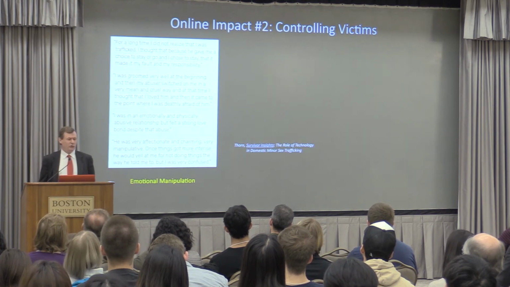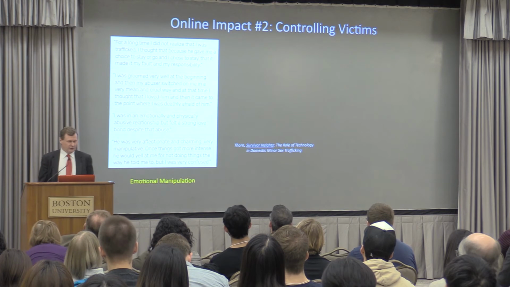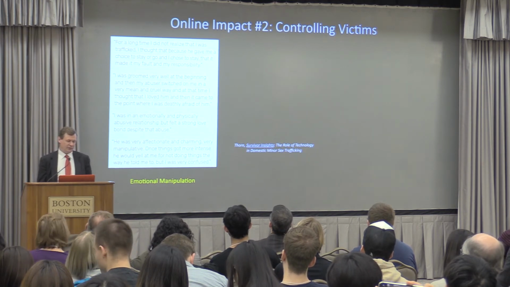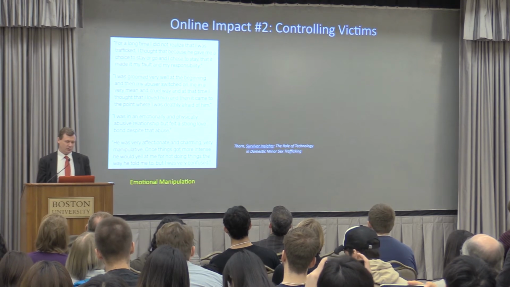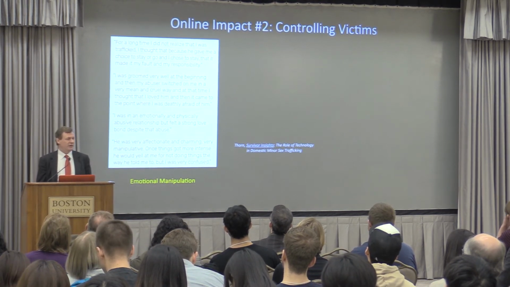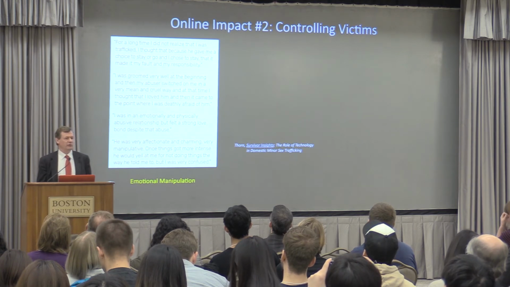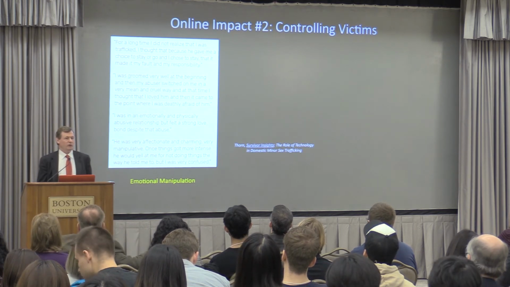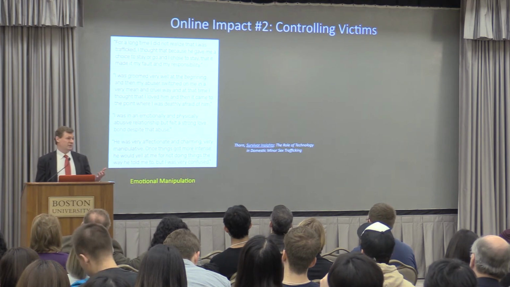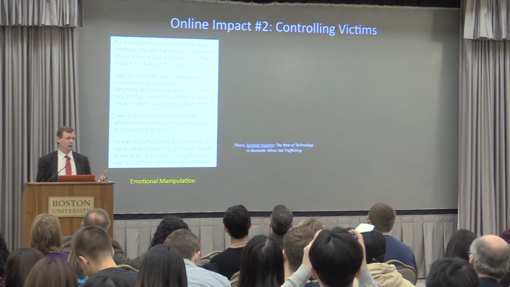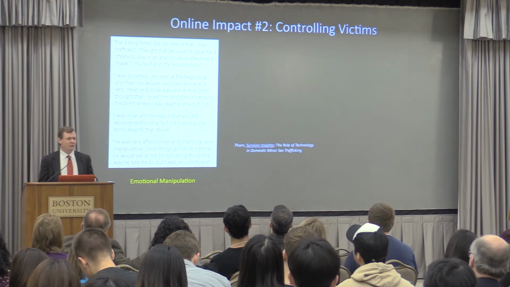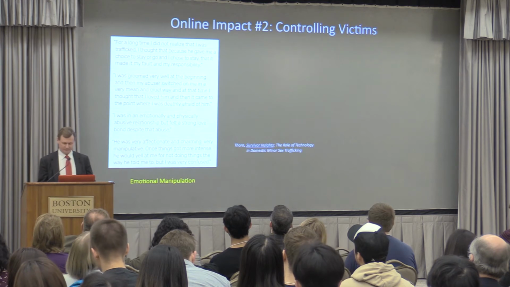There's also the issue of controlling victims. Look at that third one. I was in an emotionally and physically abusive relationship, but felt a strong love despite the abuse. This is fairly typical. These people feel bonded to their traffickers, especially because the traffickers are providing shelter and food and protection. But those relationships critically involve emotional manipulation.